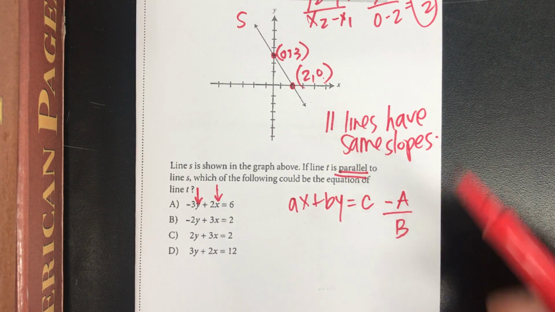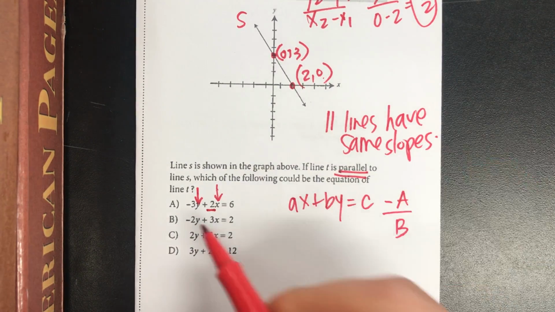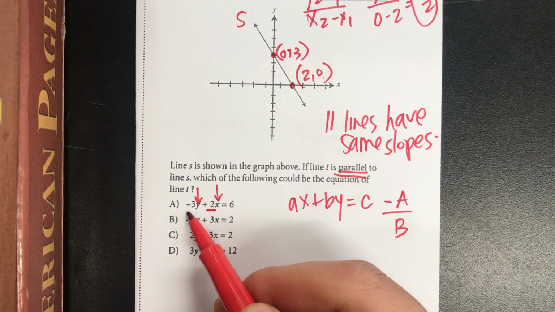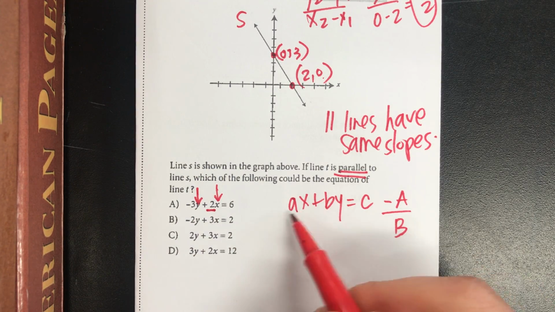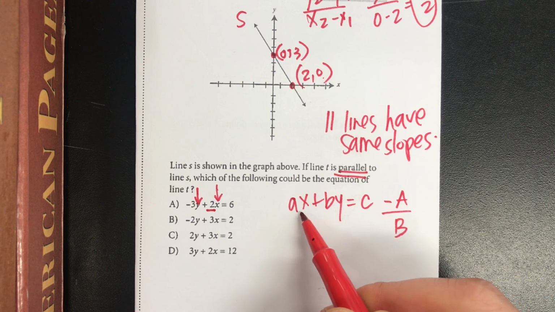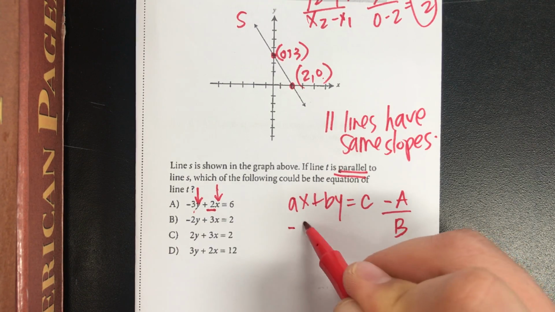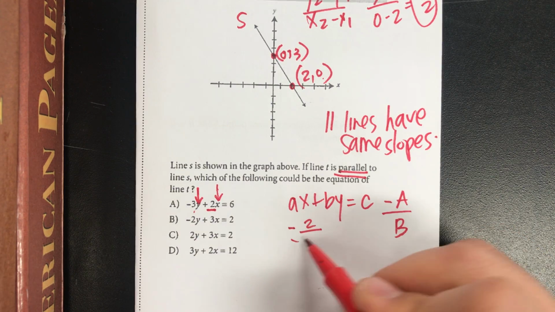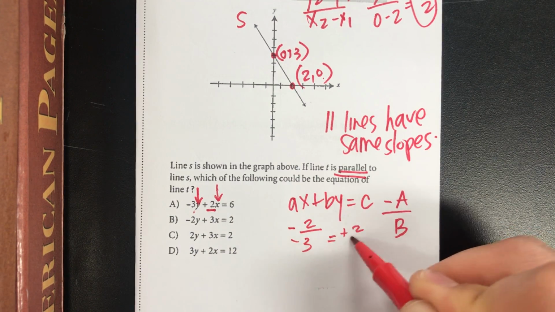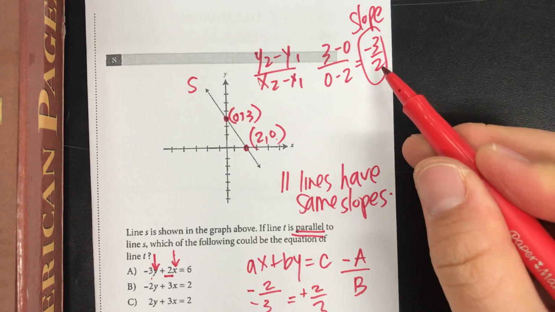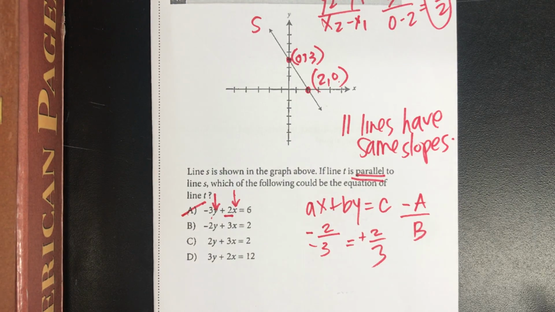Okay, so we're just going to go down the line. Remember, this right here is our a, and that's our b. They've swapped it. It's not ordered like this one, where the x is first. Here the y is first. So be careful. So this one is going to be negative 2 over b, which is negative 3. And that's going to be positive 2/3. That does not match negative 3/2. So you know that is not the same line.